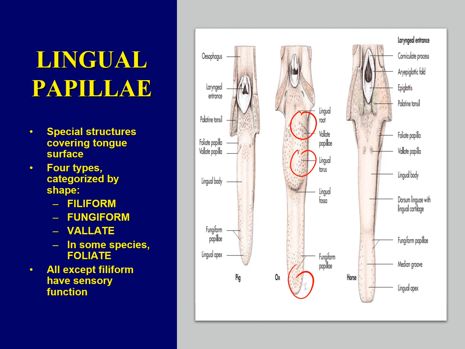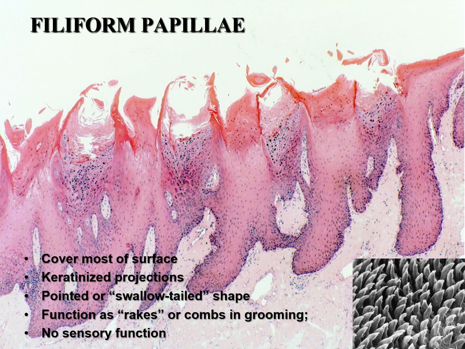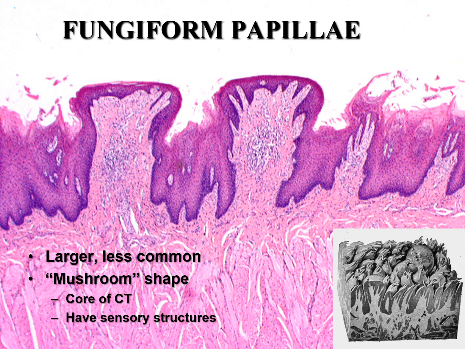The filiform usually is the mechanical papillae. For the filiform, we can see it is just a projection. This is keratinized stratified squamous epithelium, and they are covered most of the time. They are keratinized projections pointed caudally, so they can direct the food toward the esophagus. Their function is like the rasp or the comb in grooming. As I said before, they have no sensory function.